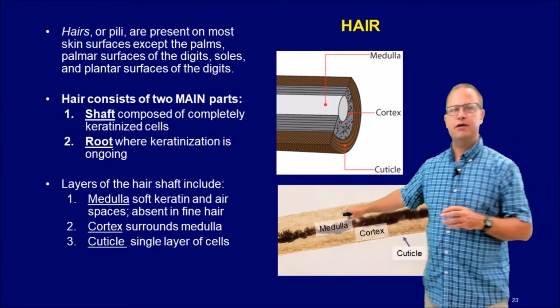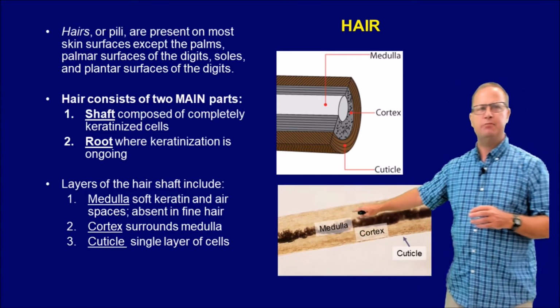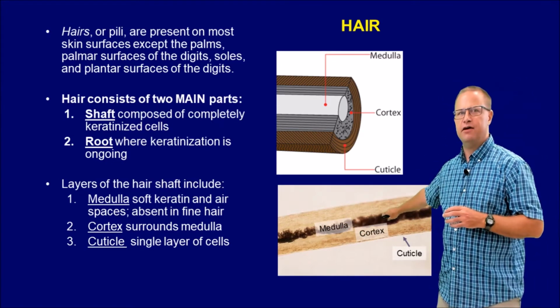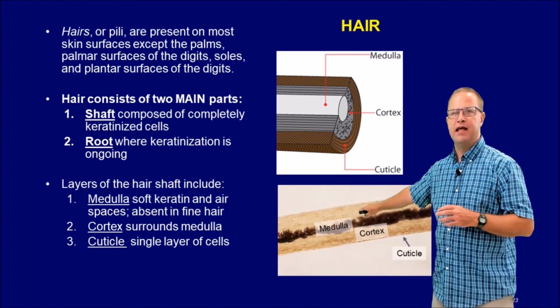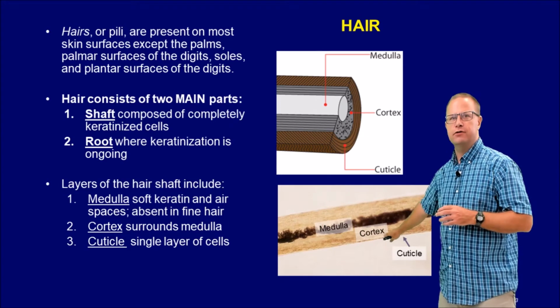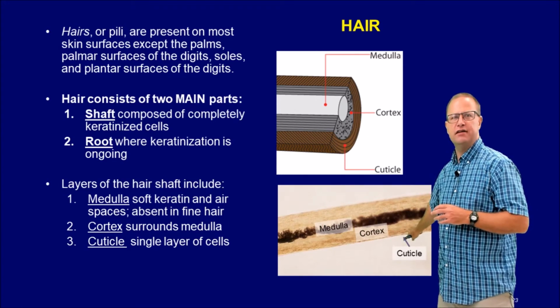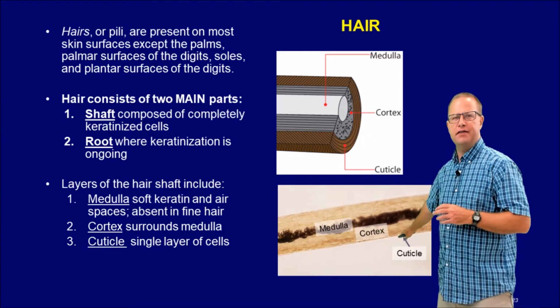Starting on the very inside, we have the medulla right here. So this might be a pigmented area, depending on what type of hair you have. And then outside, we have a cortex, the next layer out. And finally, the very outside is called the cuticle here. The cuticle is a single cell layer of compacted dead cells on the outside of the hair.